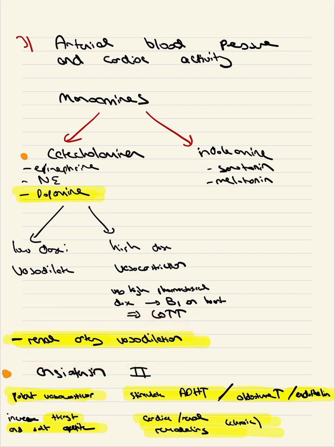Now, angiotensin 2, potent vasoconstriction, stimulate antidiuretic hormone, aldosterone, and also endothelin. It will cause cardiac and renal remodeling, which is a completely complicated topic. I mean, it's not that complicated, but it's another topic, so we're not going to talk about that in this lecture. And it will increase thirst and salt appetite. So the idea of angiotensin 2 is that it will increase your blood pressure and your blood volume a lot, okay? It's very potent, and it will increase your blood pressure.